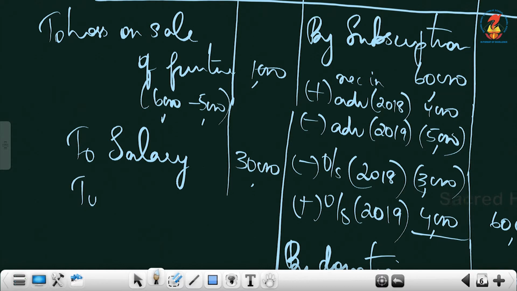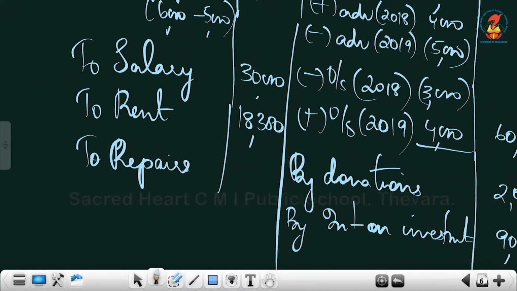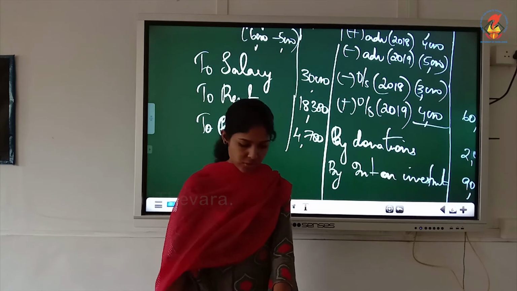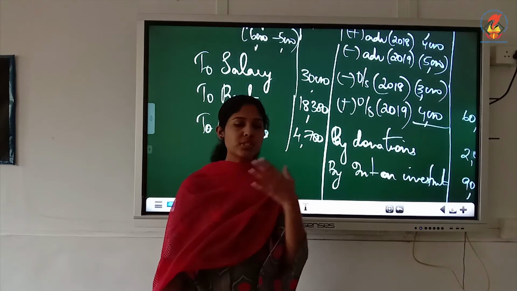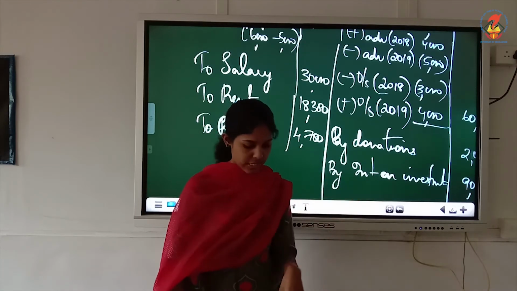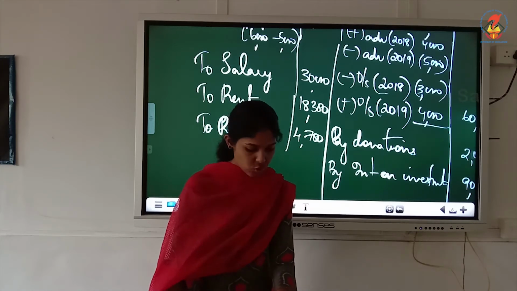Then we have rent, 18,300. Repairs, 4,700. Then books is given there, 16,000. Books means the additional books we purchase during the year, which we will not take in income expenditure, that is capital in nature. So exclude that. Building also we will not include, that is again capital in nature. Then the closing balance will go to the closing balance sheet.